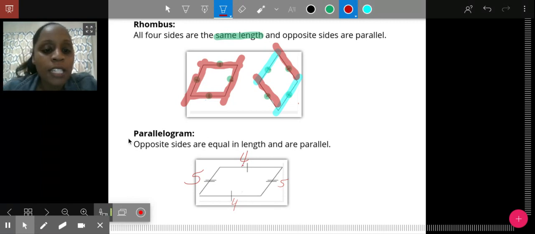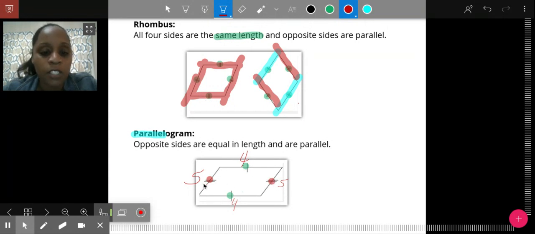All right, so let's look at a parallelogram. In the word parallelogram is the word parallel. That means that this shape has to have parallel sides. So opposite sides are equal and are parallel. So you'll see here, if I said this side right here is 4, that means this side is 4. The opposite sides are equal. If I said this side right here is 5, that means this side right here would be 5 also.